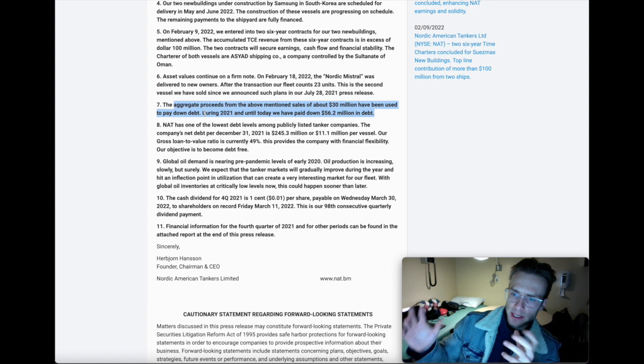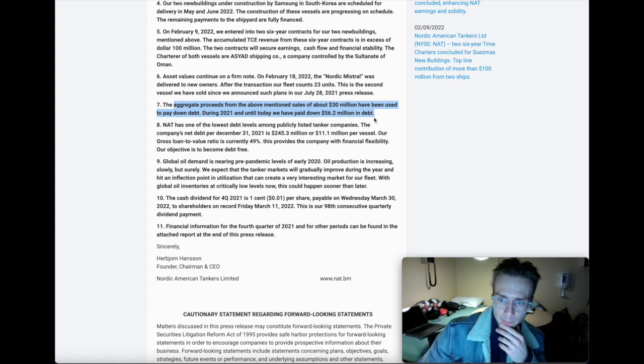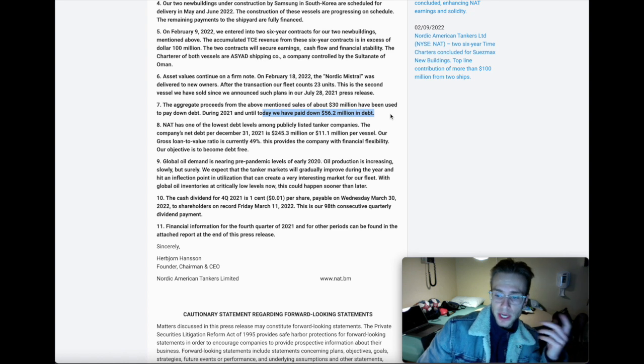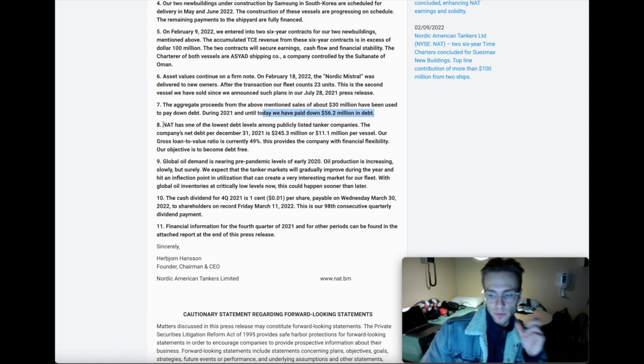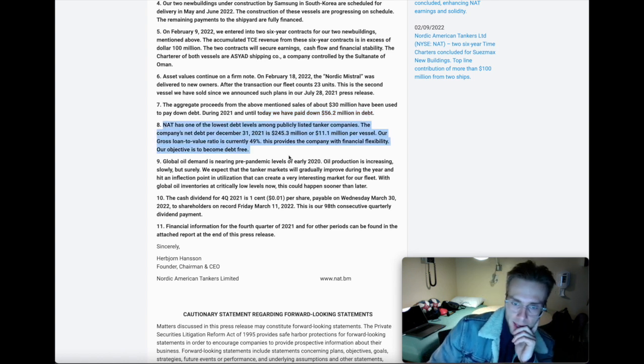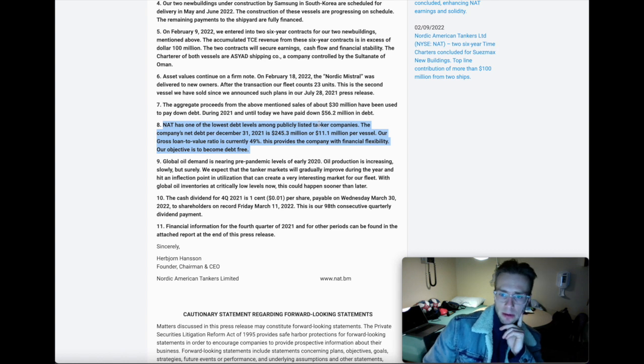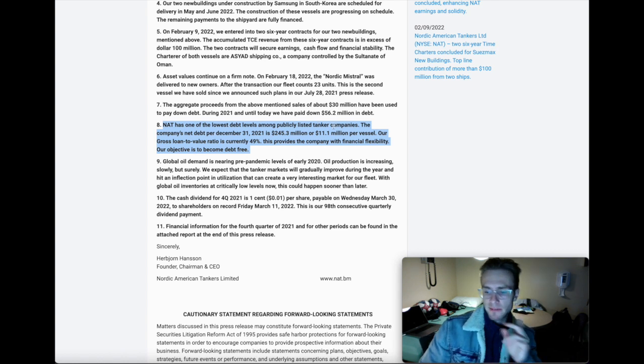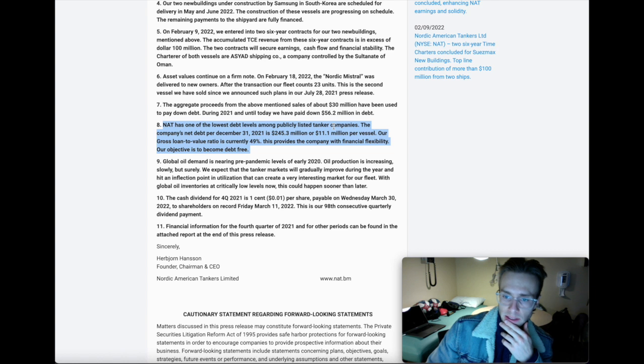I actually don't know what the fixed costs of their interest rates are. So they paid down debt of $56 million, and they have issued shares, most likely to also pay down their debt or finance their vessels that have not done well in 2021. NAT has one of the lowest debt levels among publicly listed tanker companies. I haven't fact-checked this, but I assume it's relatively true.